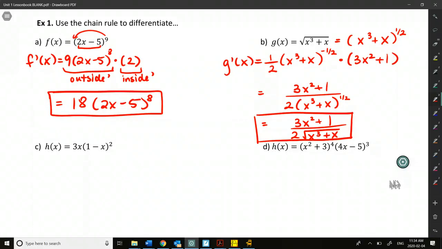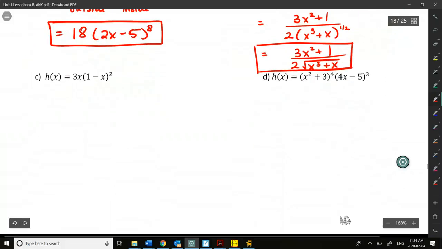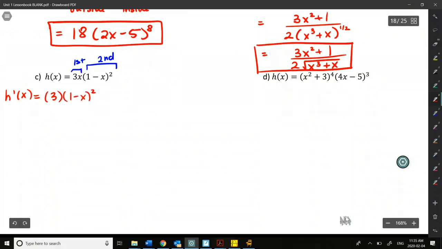Okay, so you're going to start to see some other rules come into play here. We're going to use product rule and quotient rule, and inside of those we're going to have to use some chain rule as well. So for this one, we're going to consider this to be the first and this to be the second, because we're looking at a product of two functions here. When we apply product rule, it's derivative of the first, which will be 3, times the second, plus the first, times the derivative of the second.